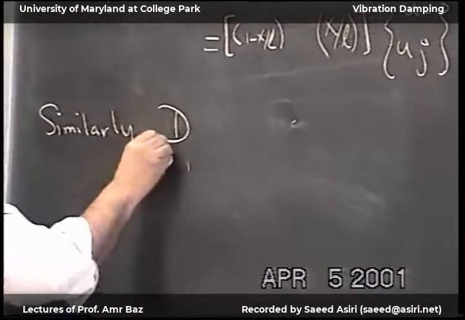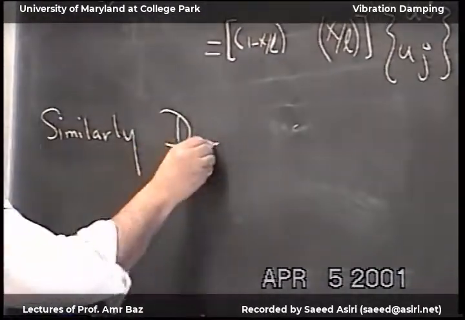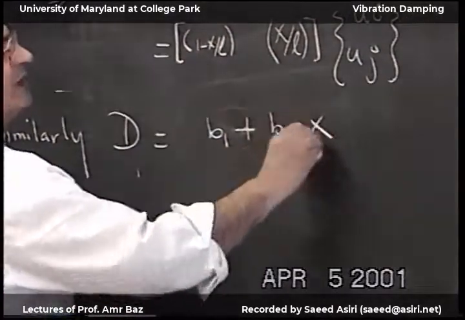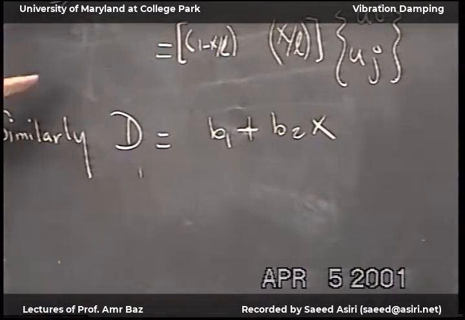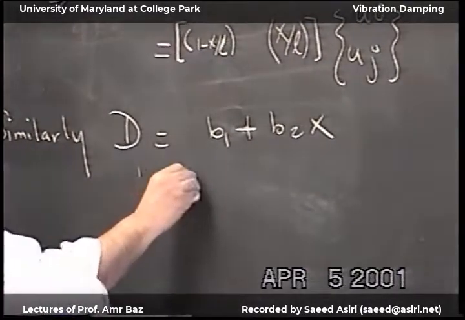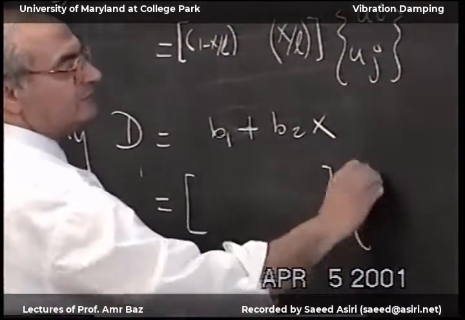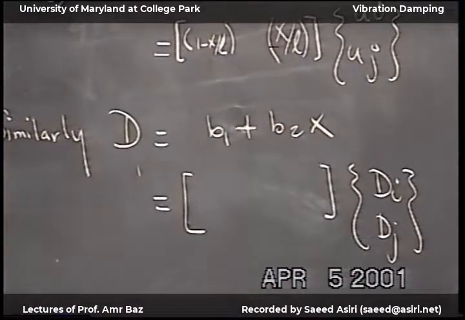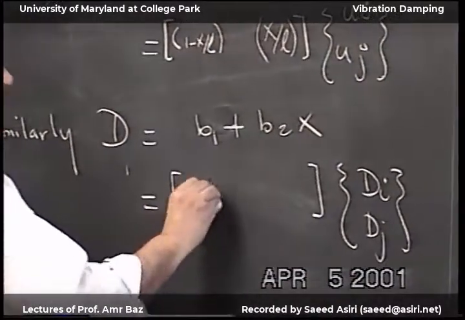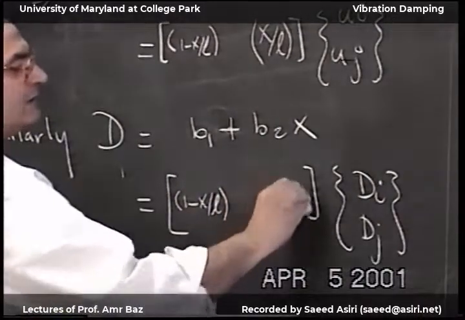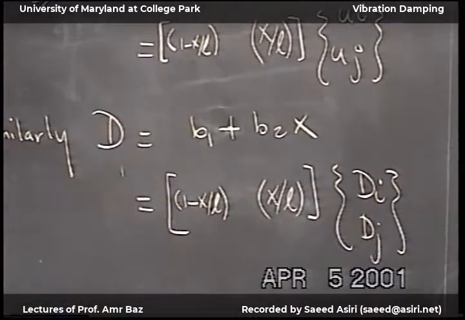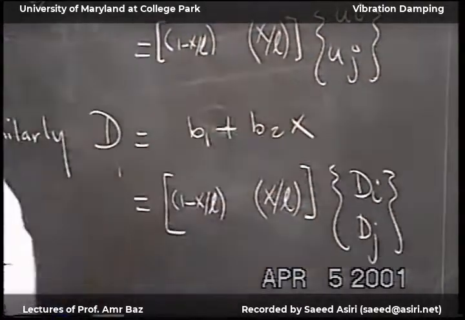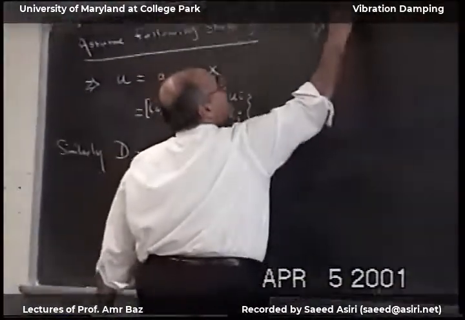And similarly, I'm going to assume that the electric displacement D is equal to the same form. For example, B1, B2x, and then we do exactly what we've done. So we can rewrite this in terms of the displacements di and dj at the two nodes, i and j, 1 minus x over L, x over L. And then now we have a complete description of these vectors in terms of the corresponding nodal parameters. And I said I'm going to combine them in one vector now.